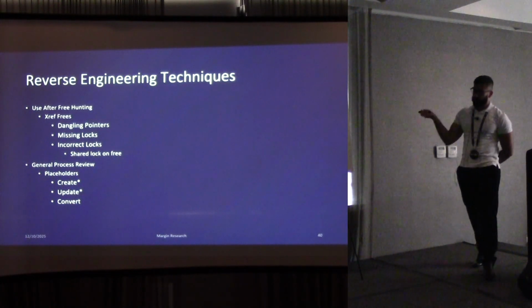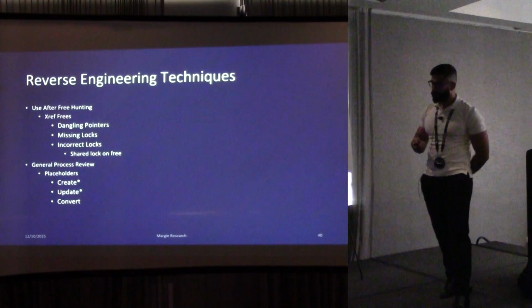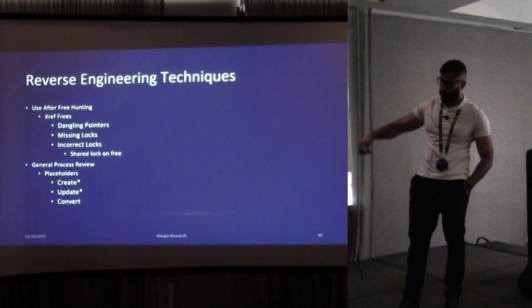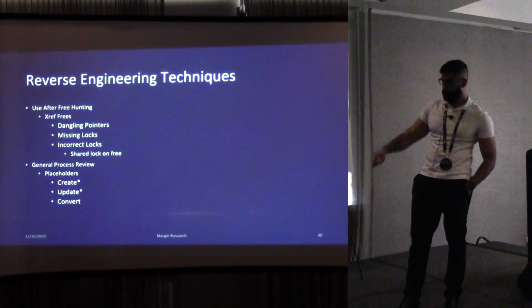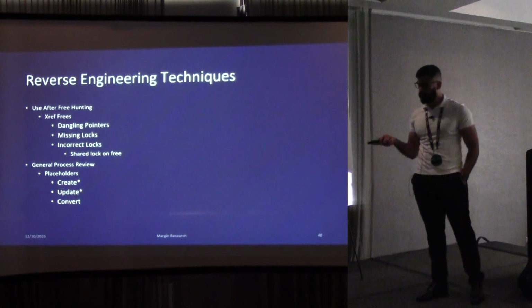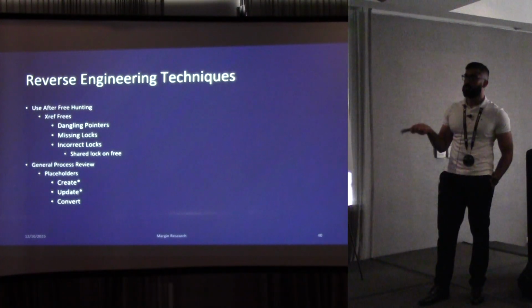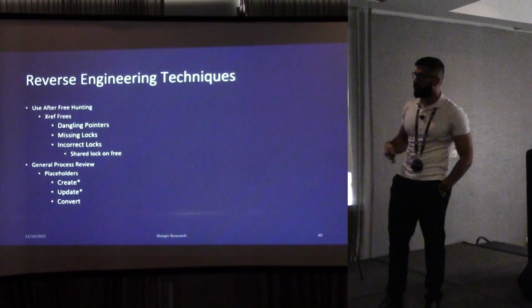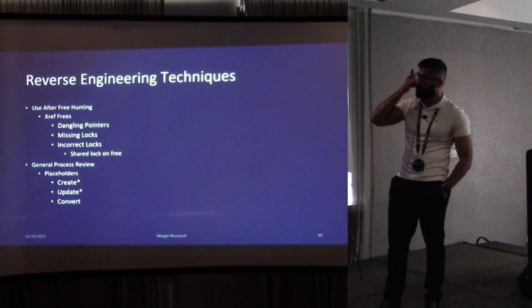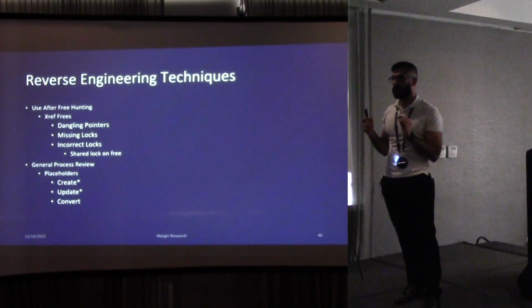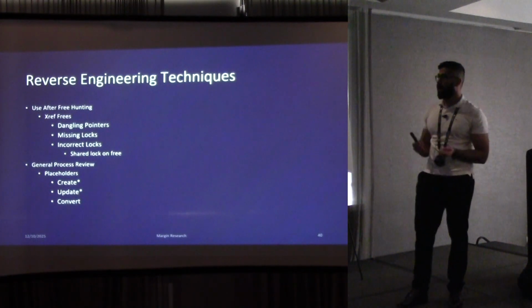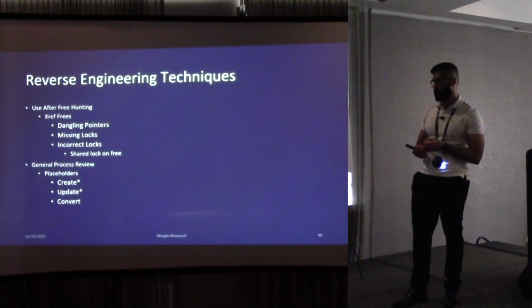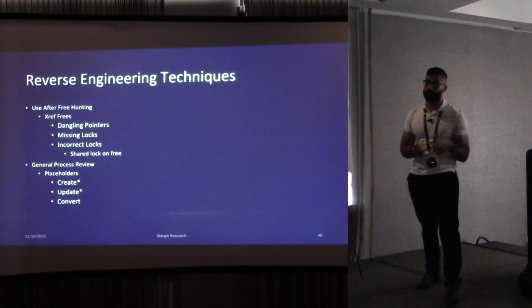Additionally, I hunted for use after free, and once again, general process review. The two that have stars on them, as far as general process review, I believe these are, since I looked at them, there were bugs discovered. So we're gonna quickly go over the bugs later. Now, with use after free hunting, there's different specific bugs I was looking for. I was looking for dangling pointers, missing locks, and incorrect lock types. And specifically, it says shared lock on free.